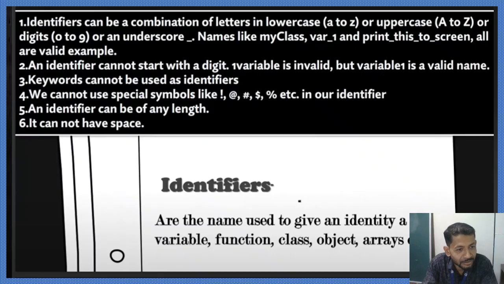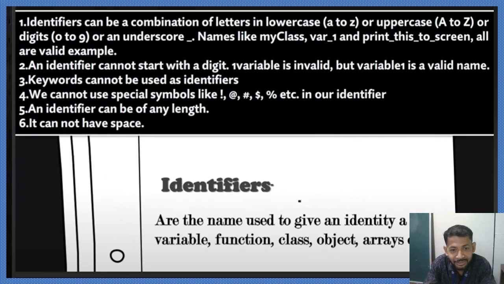So now I will discuss some of the identifiers. What are identifiers? Identifiers are the names used to give an identity to a variable, function, class, object, or array. Okay. Then how will you write identifiers? There are some rules.